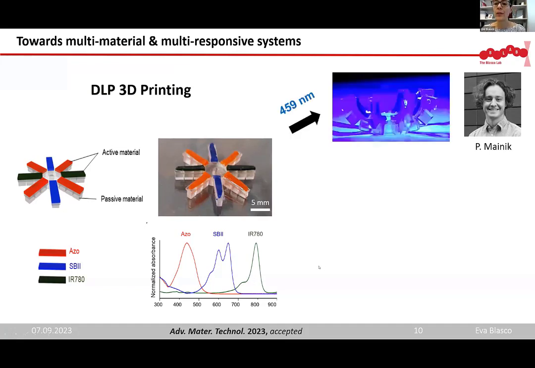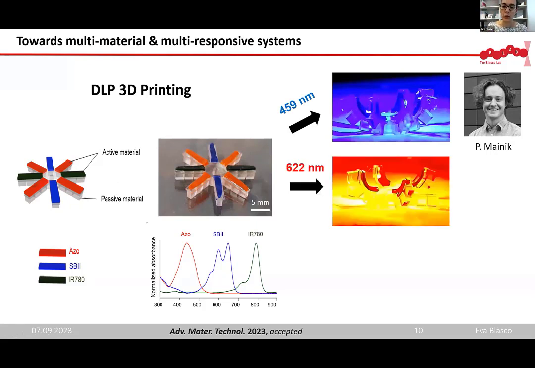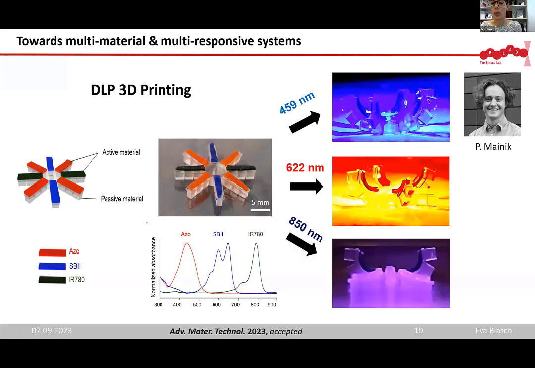Now when we use, for example, a blue LED, all of them are actuated. If we go to the red, only the Sudan blue and this one, more green, black one, the infrared, is actuated. And if we go to a higher wavelength, to 850 nanometers, we can only actuate one.